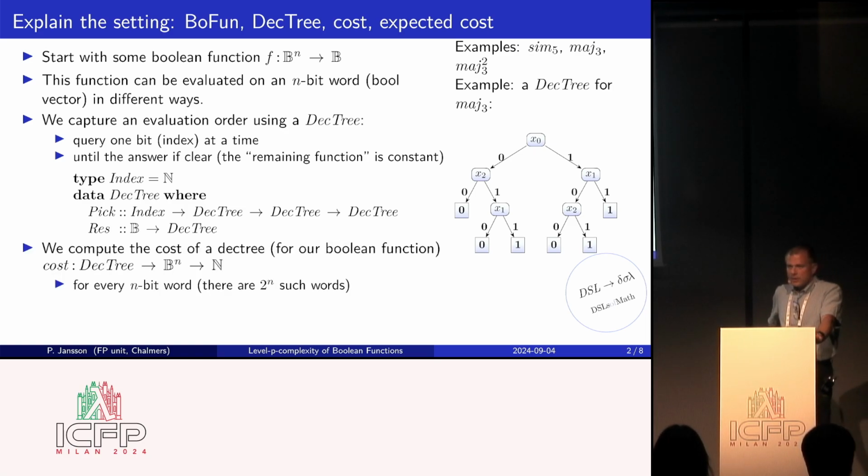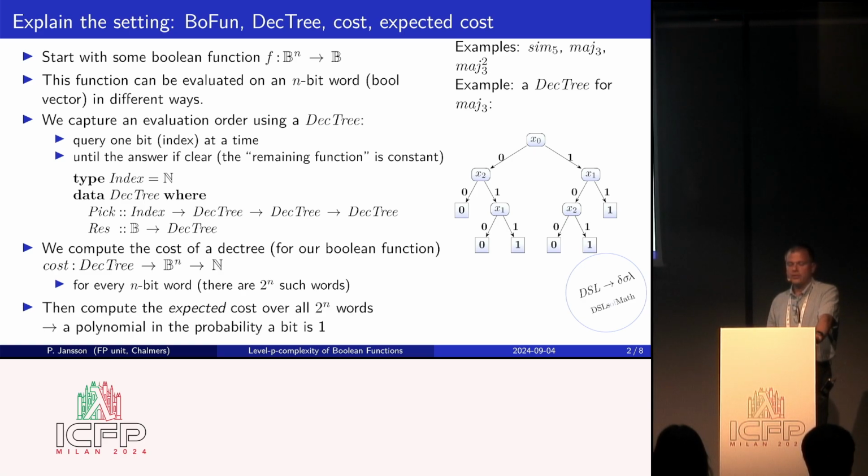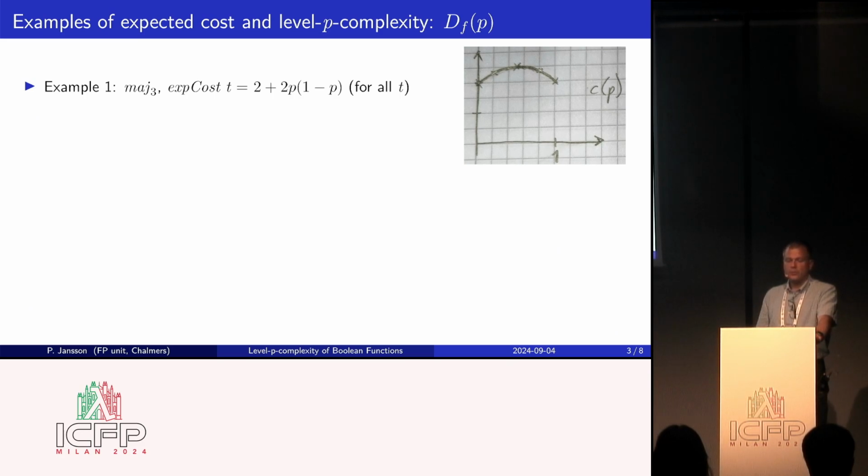And there are 2 to the n inputs to such a function, and we can compute the average, or in a more general sense, we can compute the expected cost if we have some probability distribution over the input words. And for this paper, we talk about a distribution that is independent for all the bits, but all have a probability p of being true or being 1. So you can go from a very low probability of 1s to a very high probability and everything in between.